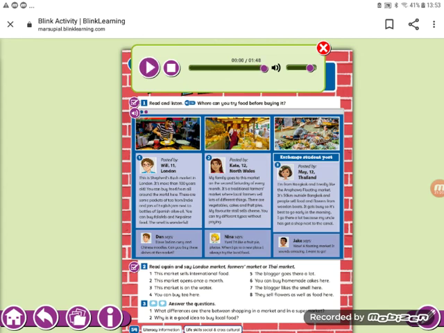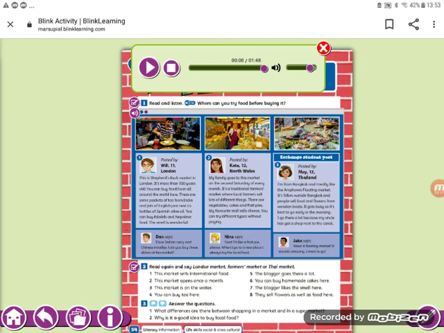Okay, so could you understand? Yes, I imagine. Where can you try food before buying it? ¿Dónde podemos probar comida antes de comprarla? In what market? So, where is it? In what market can we do it? Do you know? Yes? You can try different types without paying. Maybe it's in North Wales? Yes, it's in North Wales. You can try before buying the food.